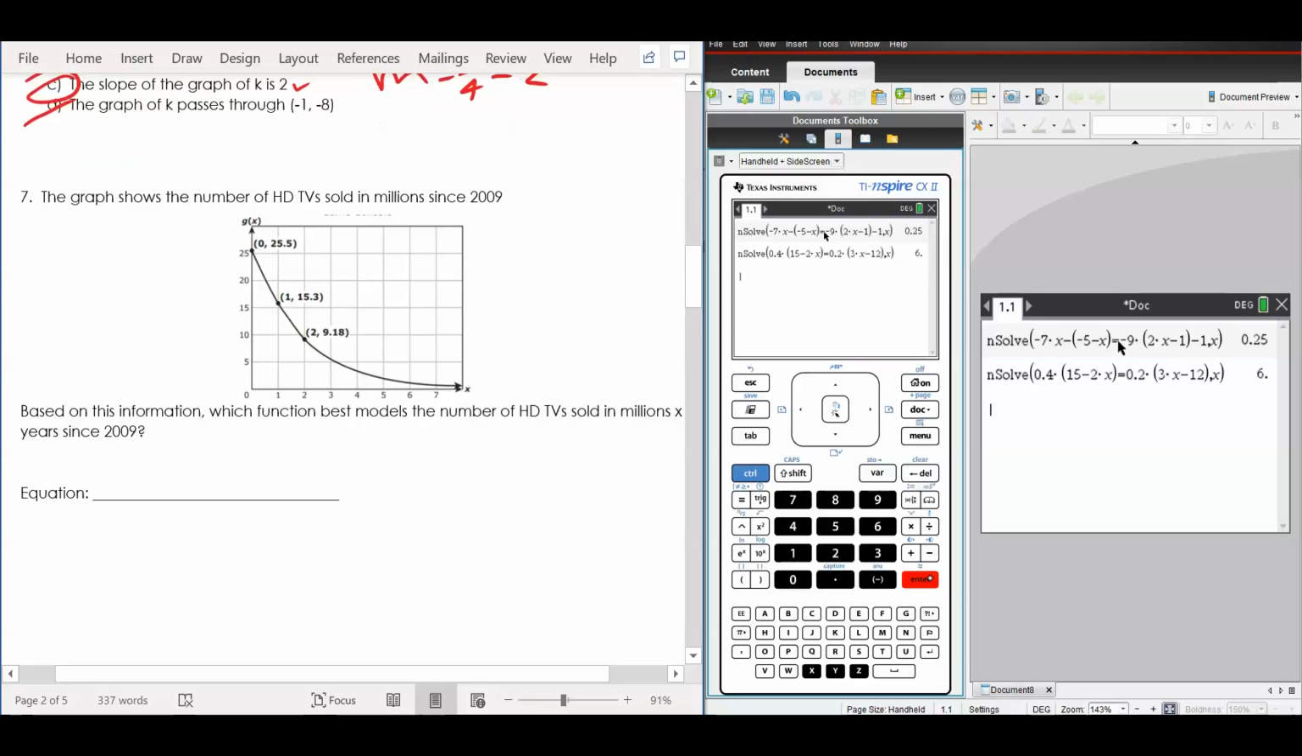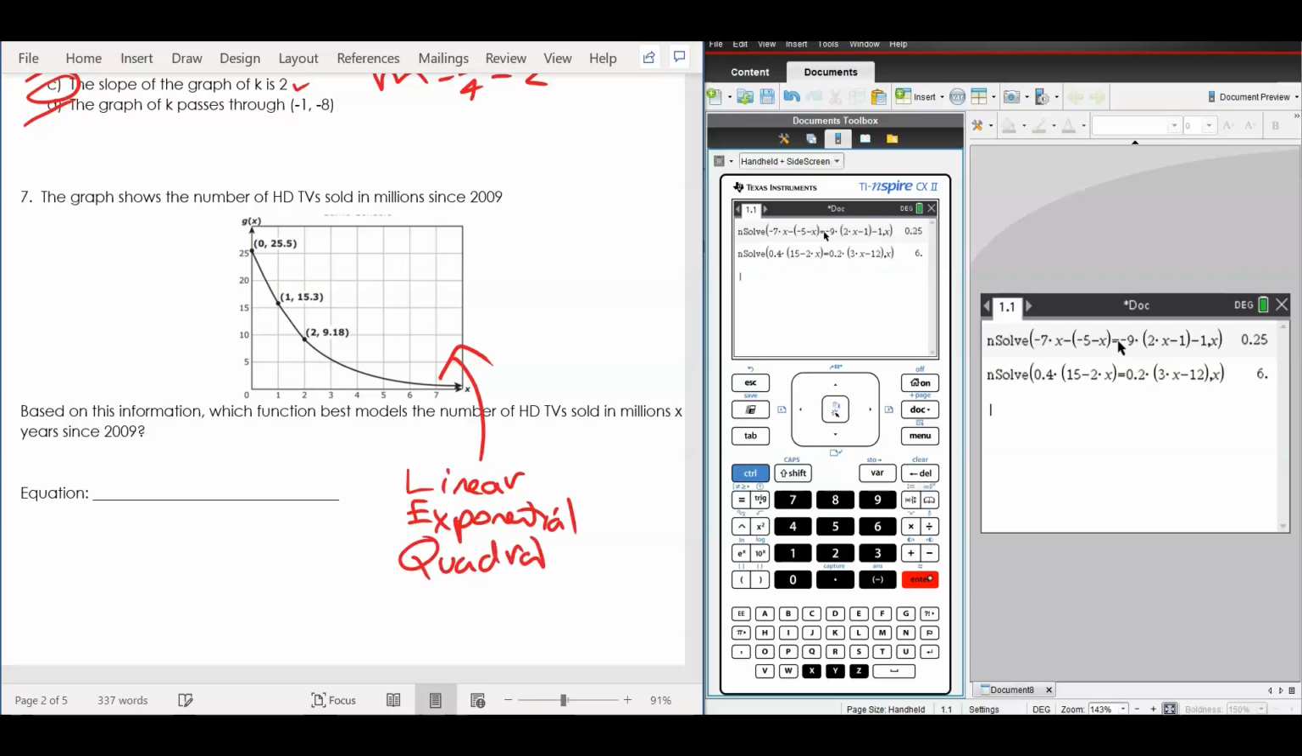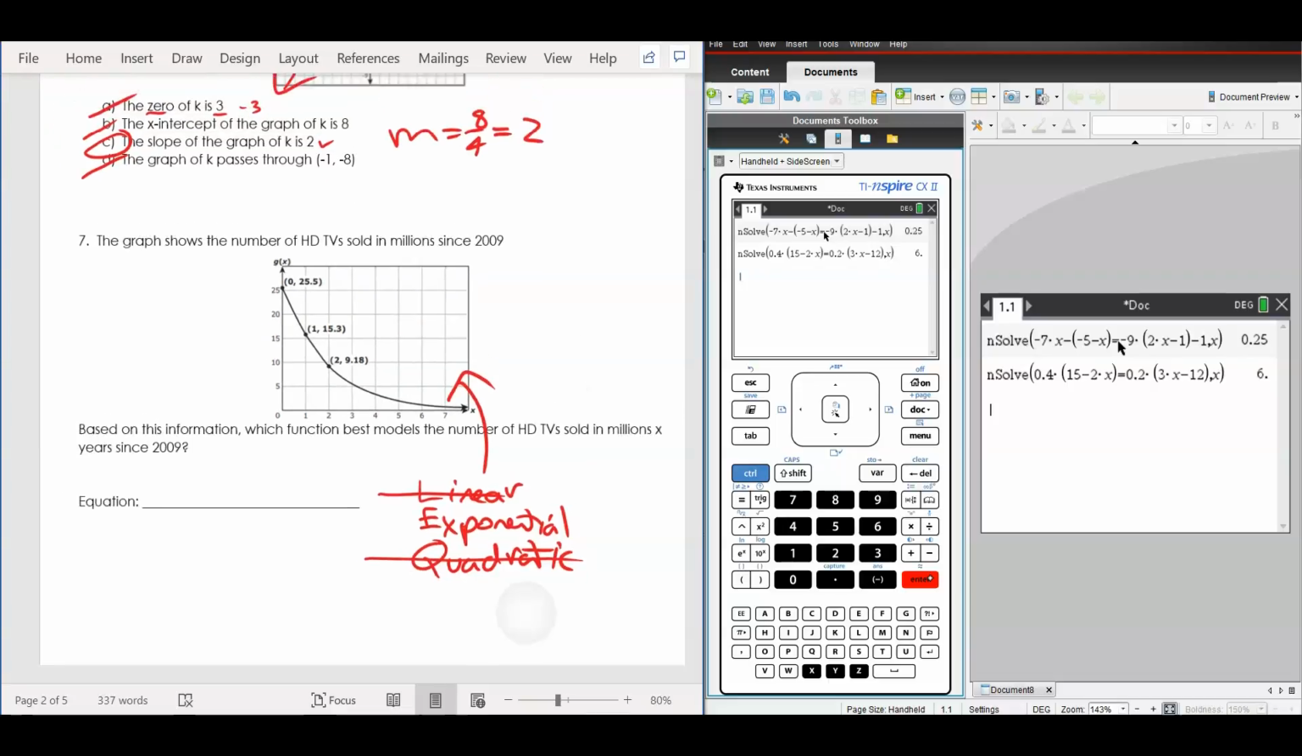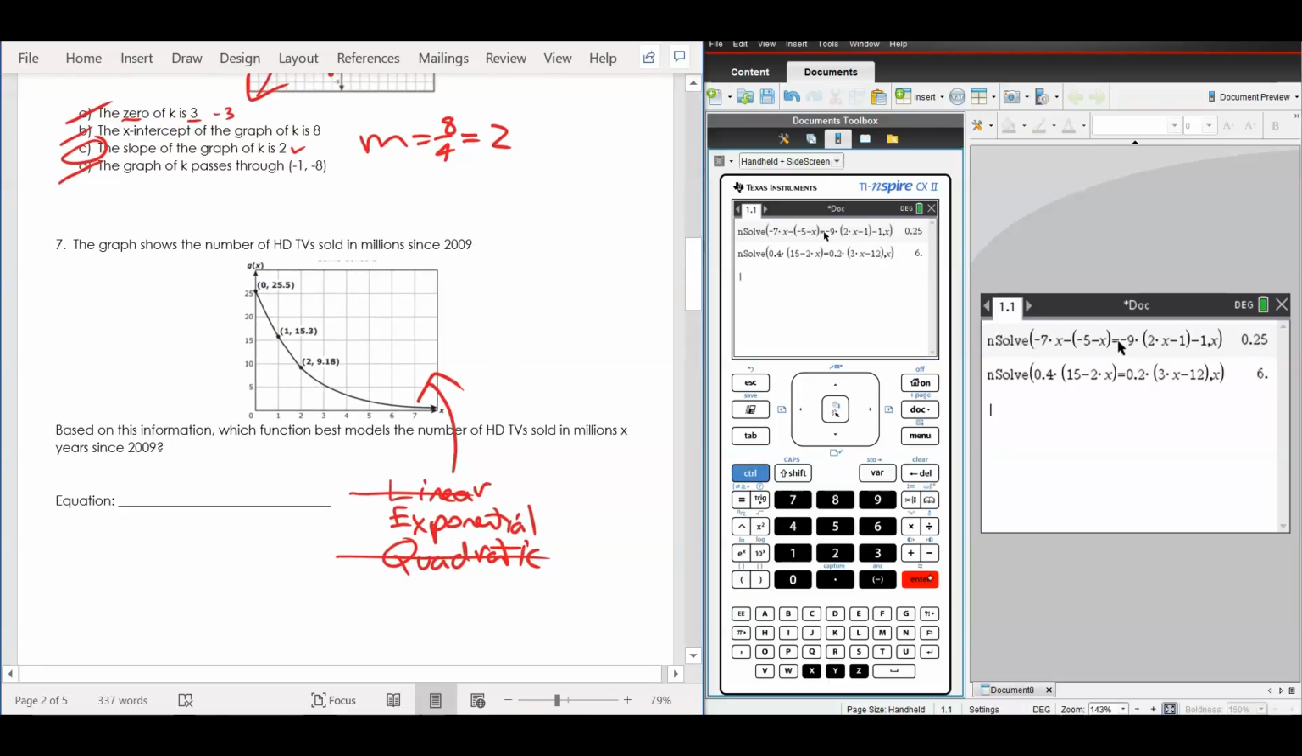Okay, number 7. Here we go. Which function best models the number of HTTP sold? Okay. Now you tell me. What is that? Is that linear, exponential, or quadratic? Which one is it? It's not a straight line. It doesn't go down and go back up. It's exponential.